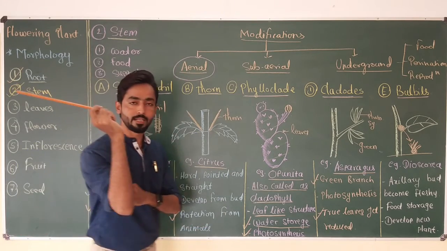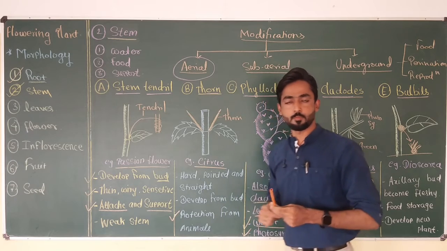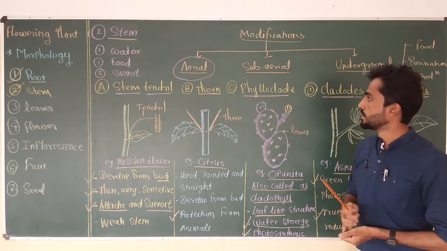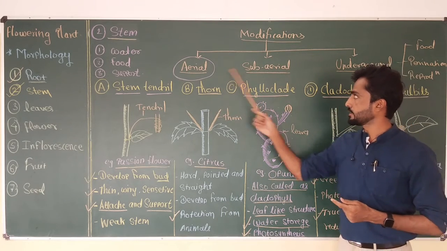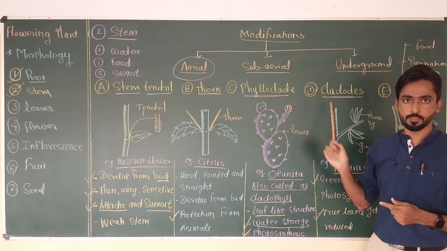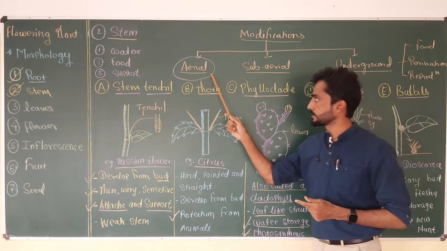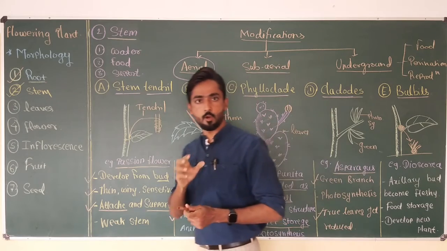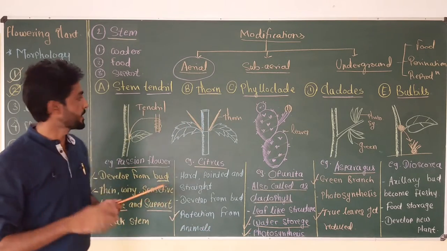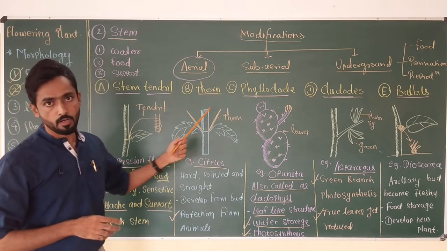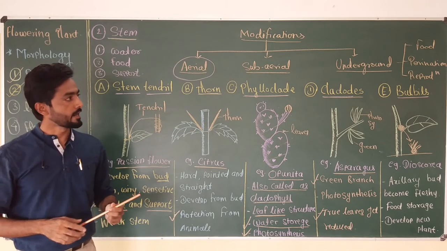So in this video we discussed the three important types of modifications of the angiospermic stem, which are aerial, subaerial, and underground. And out of these three, we discussed the first, that is aerial, which has five different types of modifications: tendril, thorn, phylloclade, cladodes, and bulbils.